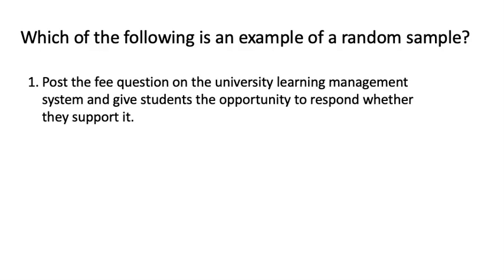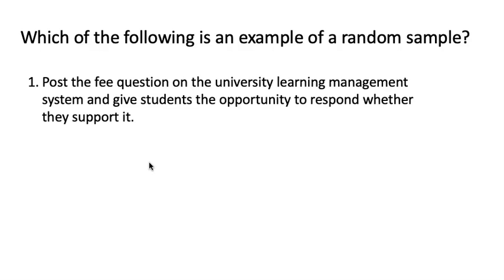So we post it on the LMS. Every student can see it, but the students have to decide whether or not they're going to respond to the question. So students choose whether or not to participate. This is a bias. This is not a random sample. This is what we call self-selection bias. So no, I do not believe that would give us a random sample. And if your sample isn't random, you really cannot make inferences from that sample to the entire population.